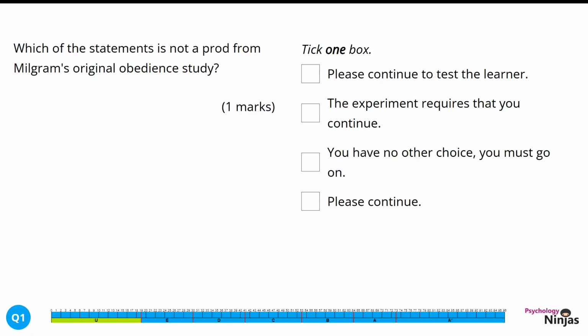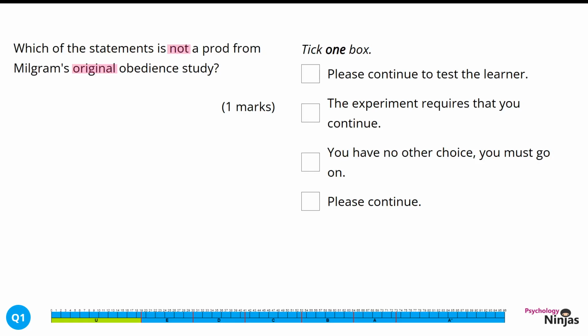Which of the statements is not a prod from Milgram's original obedience study? 1 mark. There are two things that we need to note in this question. Firstly, we're looking for not a prod in the study, so we're looking for which one is wrong. We also need to bear in mind that this is Milgram's original or baseline study rather than any variations. We need to look through all the possible answers.